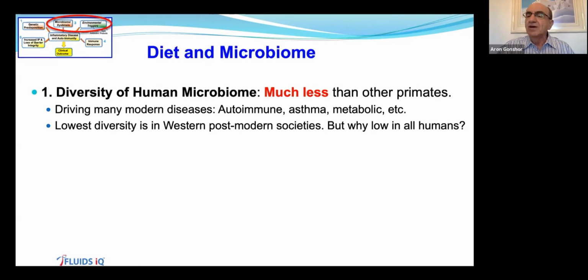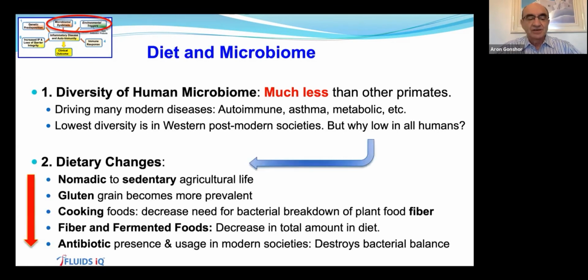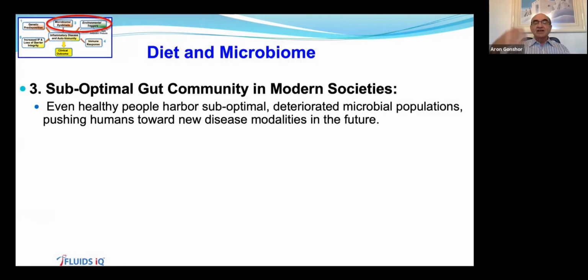But then why is it low in all humans? Because of those dietary changes. Because you've gone from nomadic to sedentary agricultural life. Gluten grains become more prevalent. Cooking foods decreases the need for breaking down those plant fibers. And the decrease, by the way, in what we need, which is fiber and fermented foods. That has decreased in our diet. It should be increasing. And of course, the use of the antibiotics. And so there's a suboptimal gut community in modern societies. I'm not going to belabor the point.